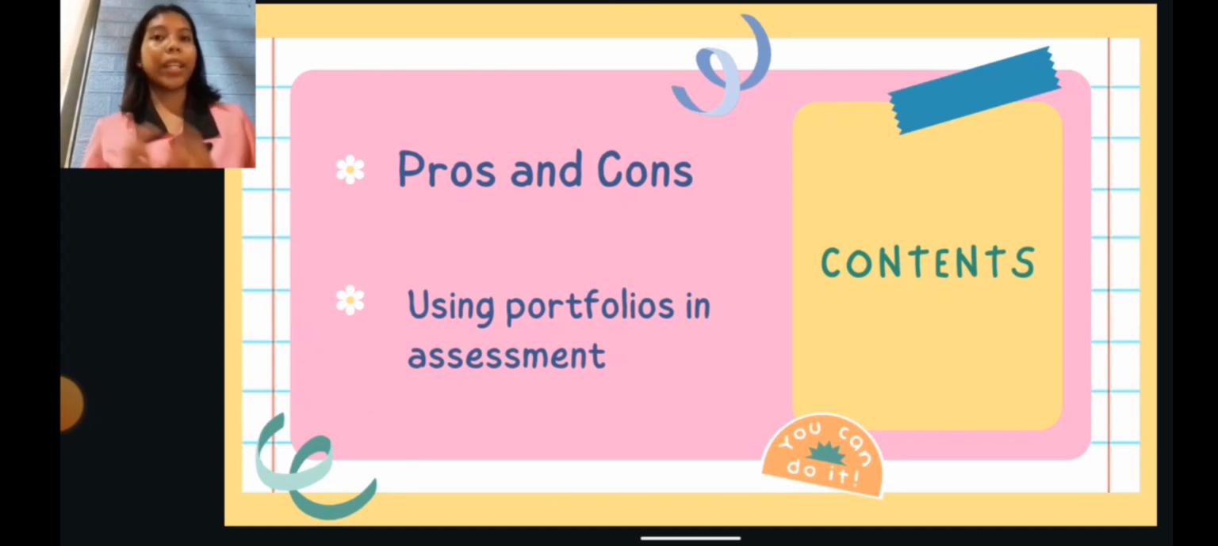So, as what I have said earlier, the contents for today's topic is the pros and cons, which is the advantages and disadvantages, and the using portfolios in assessment. Are you ready for our topic today?